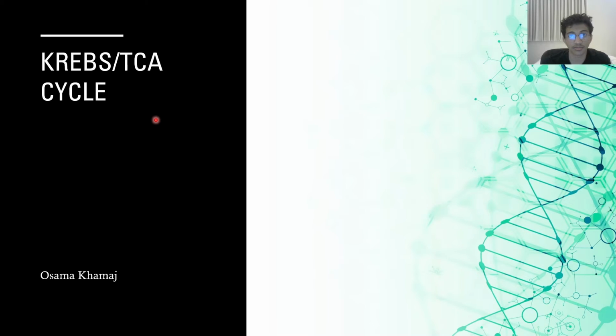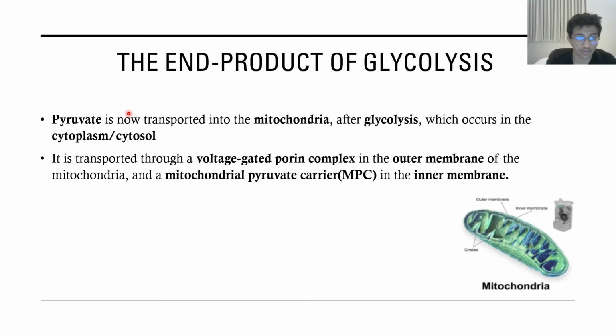Hello everyone, my name is Osama, and today I'm going to talk about the Krebs cycle, which is also known as the TCA cycle and the citric acid cycle. Now, let's start from glycolysis. When glycolysis ends, pyruvate is produced, and it's present in the cytoplasm, since glycolysis occurs in the cytoplasm.